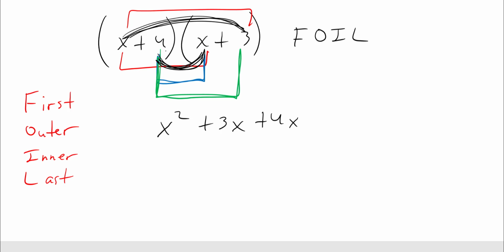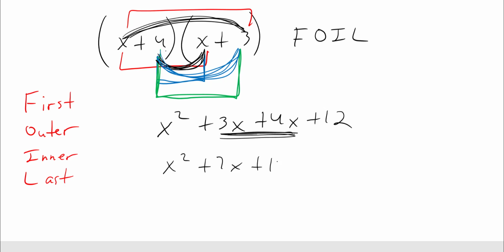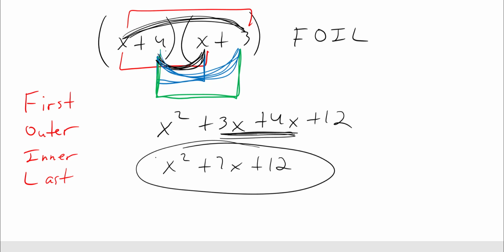And our last term is going to be this guy right here. 4 times 3 is 12. So plus 12. So that's it. That's FOIL. That's multiplying a binomial times a binomial. And then you're usually, not always, but usually you're going to have to combine two terms together. So that means you're going to get x squared plus 7x plus 12. And that's your final answer for this problem.